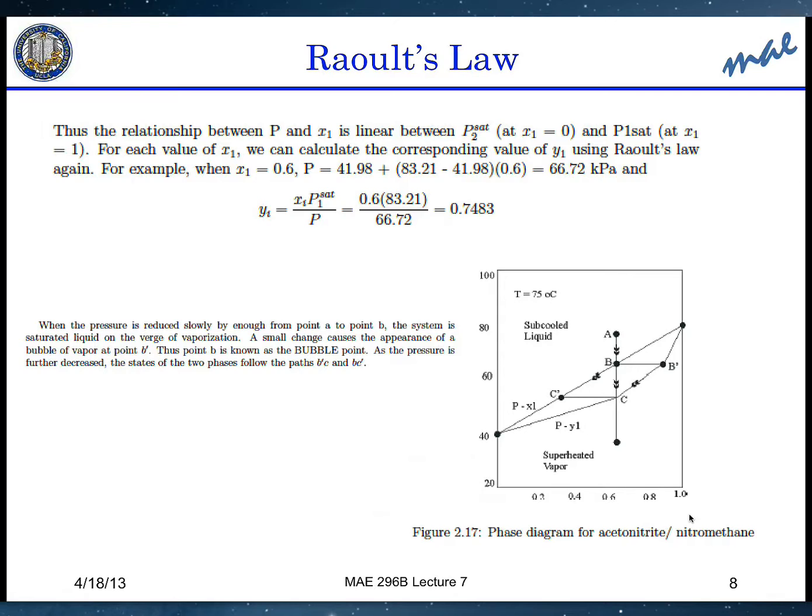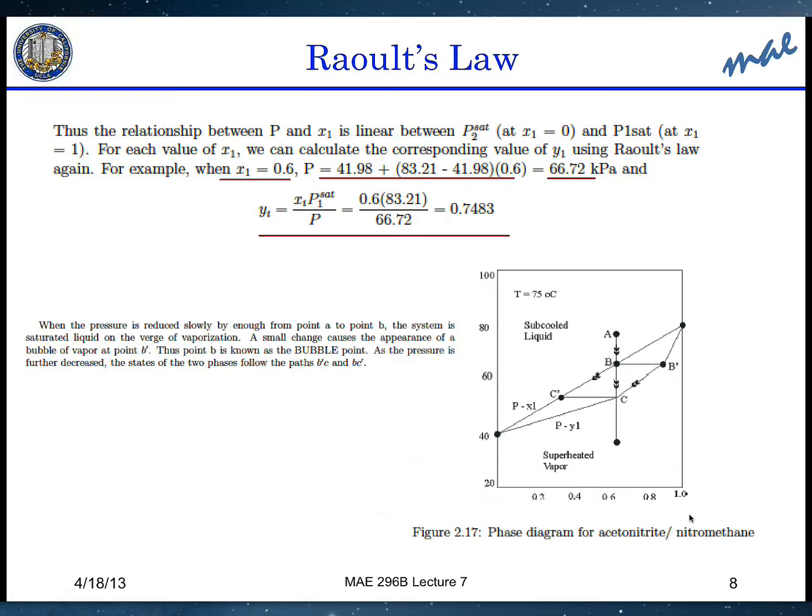Having done that, we can take just a specific point, for example, x1 equals 0.6. You find the corresponding pressure. It turns out to be 66.72, and therefore you can find the corresponding y1, which turned out to be approximately 0.75.